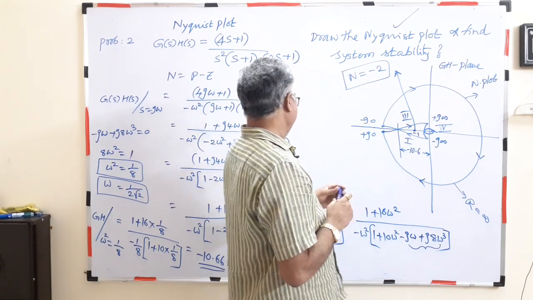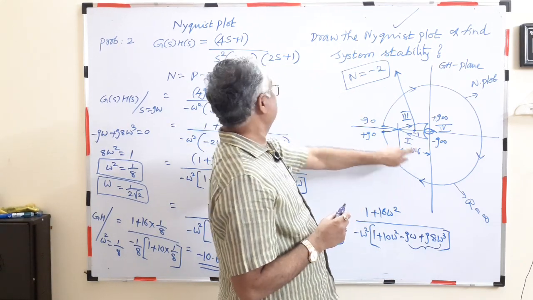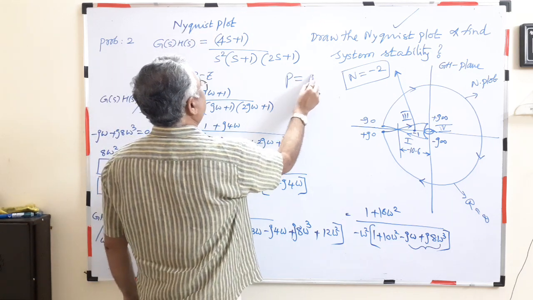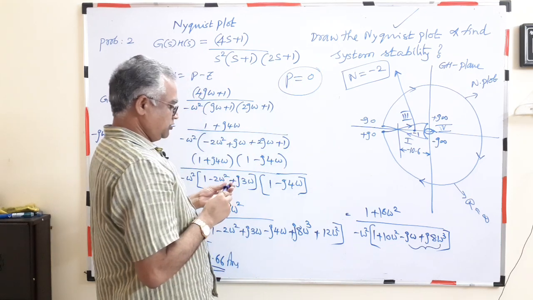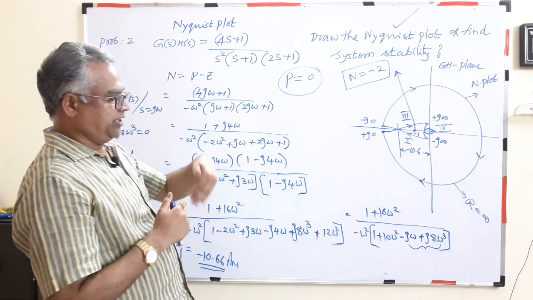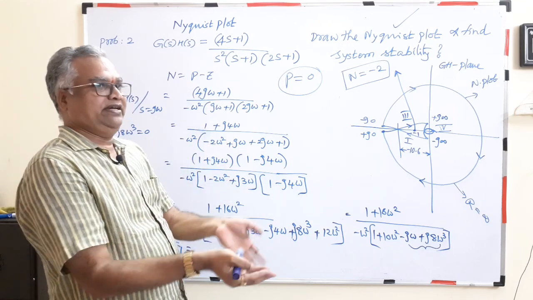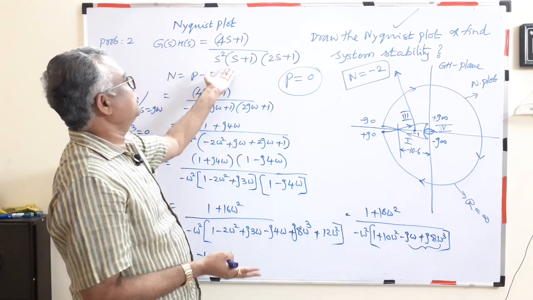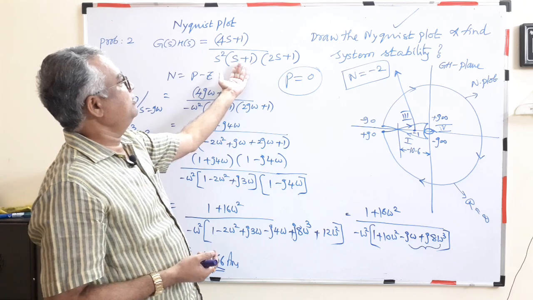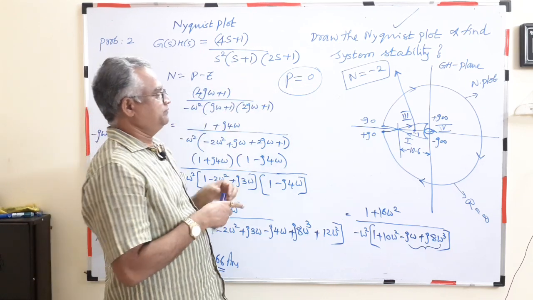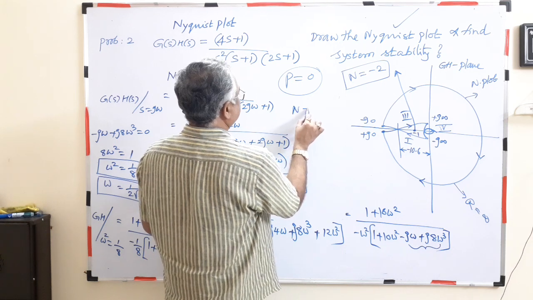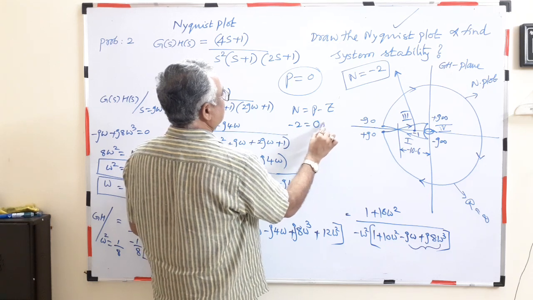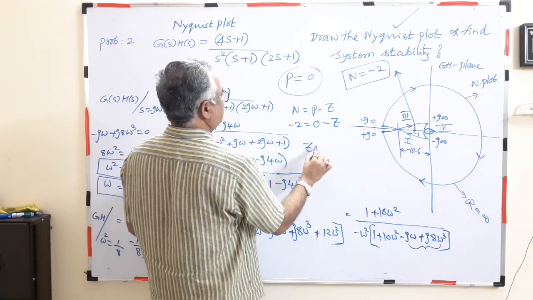So be careful. n we determined from the plot, P we find from the problem. What is P from the open loop? P equal to 0. P is the number of poles of delta S in the right side. But poles of delta S in the right side equal poles of G(S)H(S) in the right side. It is not having any poles in the right side, therefore P equal to 0. Now the argument is n equal to P minus Z: n is minus 2, P is 0, minus Z. Solve for Z, you will get 2.